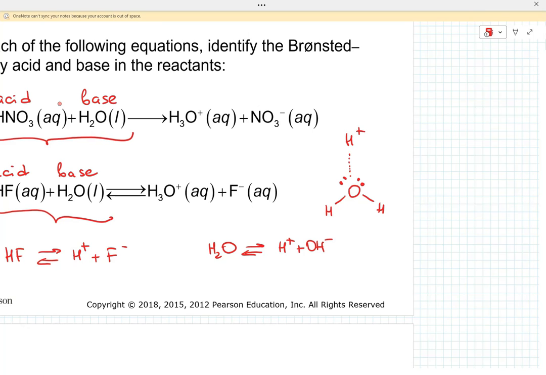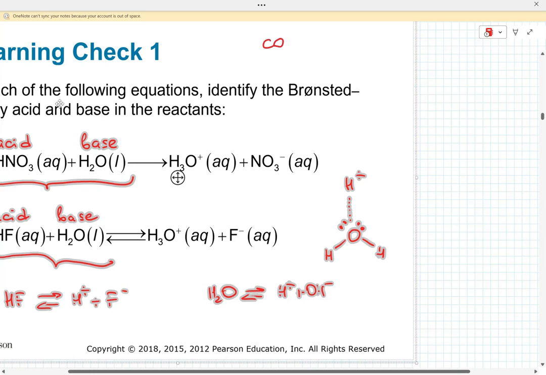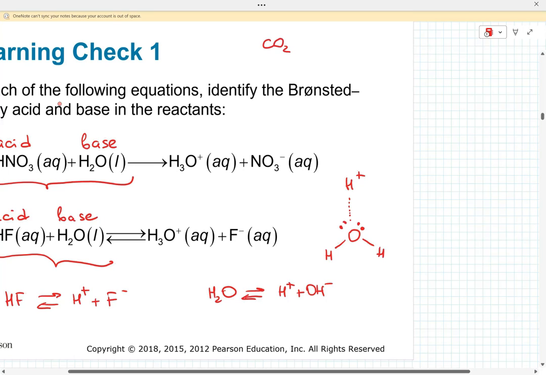Here's another example. CO2: carbon doesn't have lone pairs, so it's not going to attract any hydrogen ions. Am I making sense? Yes or no? Okay. Awesome.